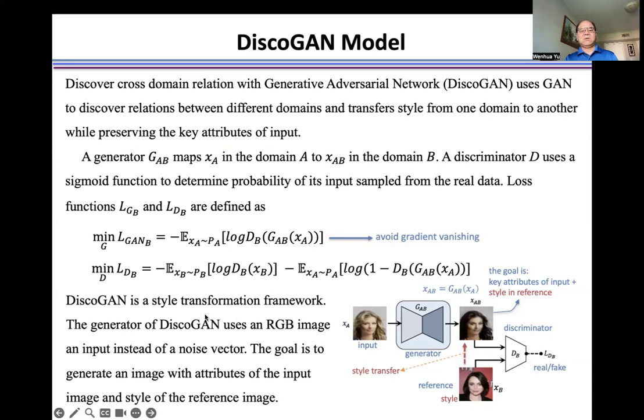DiscoGAN is a style transformation framework. The generator of DiscoGAN uses an RGB image as the input instead of a noise vector. The goal is to generate an image with the attributes of the input image and the style of the reference image.